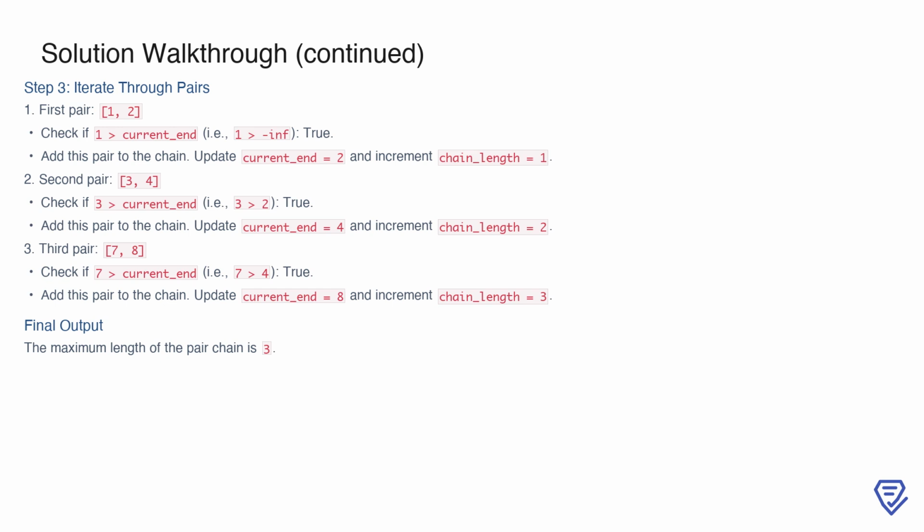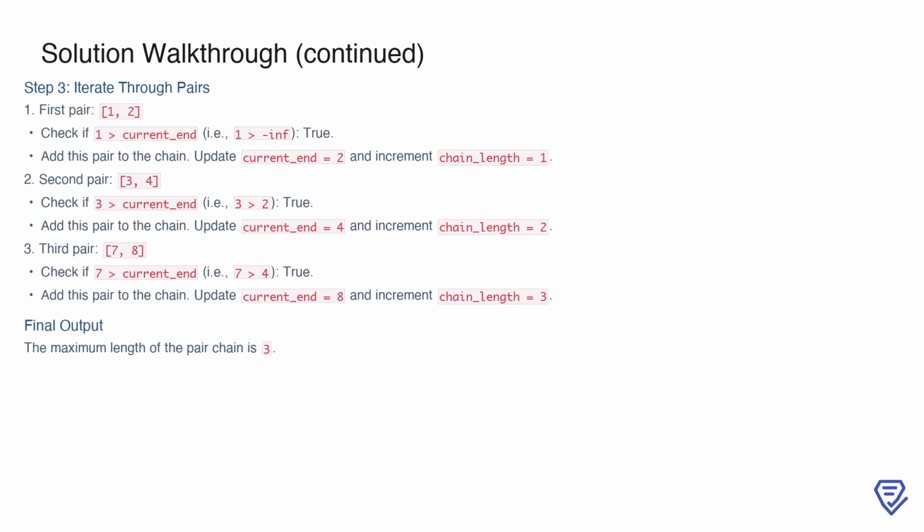This condition is true, so we add the pair to the chain, update current_end to 4, and increment chain_length to 2. For the third pair, 7, 8, we check if 7 is greater than current_end, which is 4. Once again, this condition is true, so we add the pair to the chain, update current_end to 8, and increment chain_length to 3.